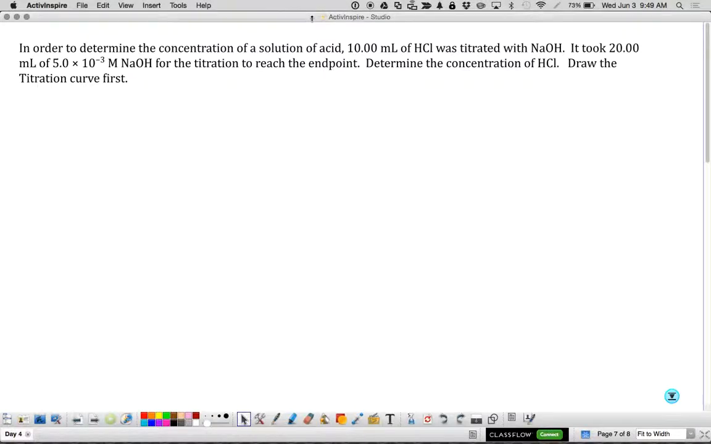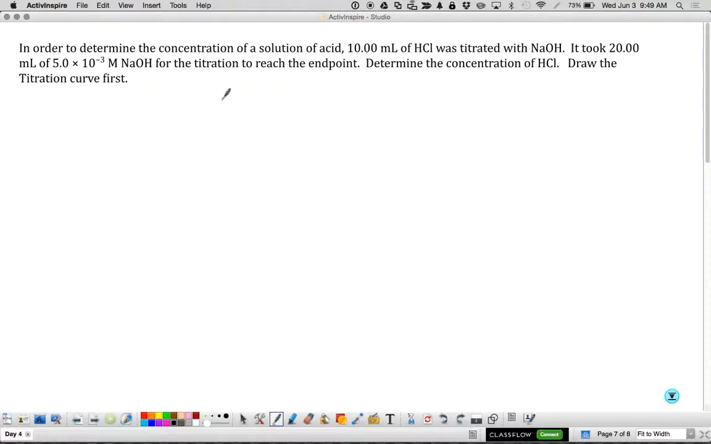Titrations are at their heart a mathematical tool. So we're going to be doing a lot of problems like this where we determine the concentration of a solution of acid, and you'll be given, so not always acid, sometimes base, but you'll be finding the concentration of a solution, and you'll use a known in order to do that. So we're first going to draw the titration curve, okay?